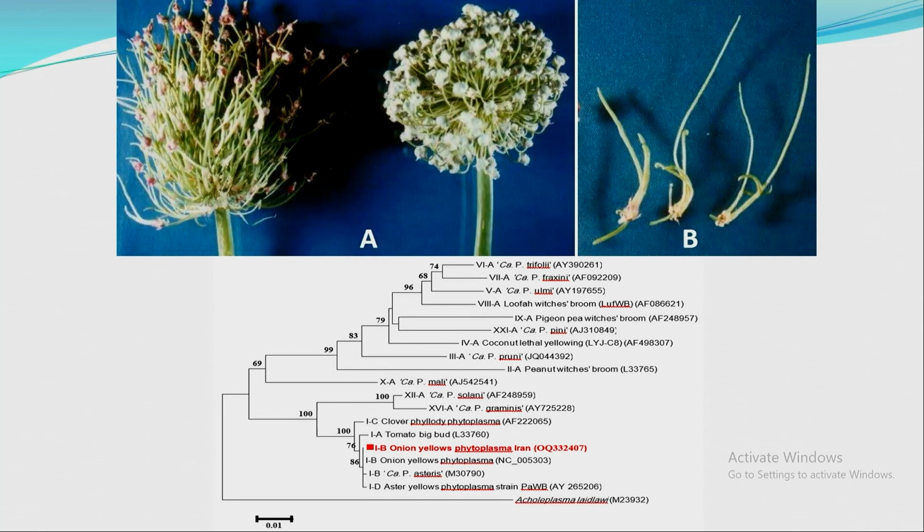This is an infected onion and also malformed flowers and a healthy one, and comparison and RFLP analysis and phylogenetic analysis show that onion yellows phytoplasma belongs to aster yellows phytoplasma subgroup D in Iran.